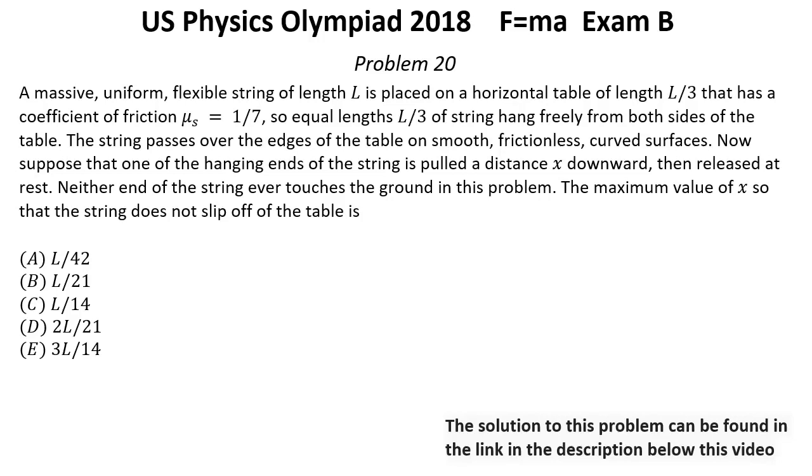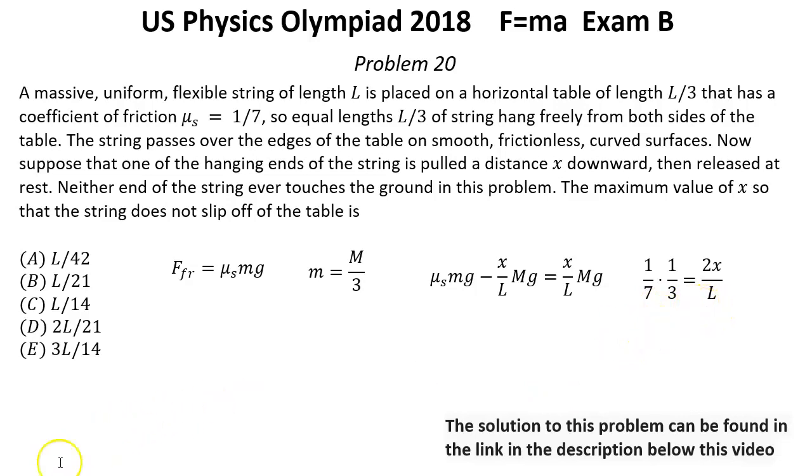Solution for problem number 20. First, let's write the equation for the force of friction. Force of friction equals mu static multiplied by the mass of the part of the string which is on the table, the mass of the whole string divided by 3. And if one end of this string is pulled down by distance x, we have the equation that force of friction minus x over L mg equals x over L mg. Finally we have this expression to find x, and x equals L over 42, which is answer A. And that was the solution for problem number 20.